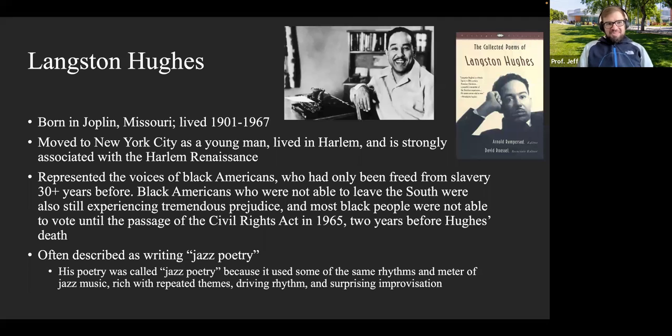So another poet that we've got is Langston Hughes, an African-American poet, a Black poet. Some basic information about Langston: he was born in Joplin, Missouri, right at the turn of the 20th century, in 1901, and died in 1967. As a young man, he moved to New York City and lived in Harlem, a historically African-American area of the city, and is strongly associated with this part of American history called the Harlem Renaissance.